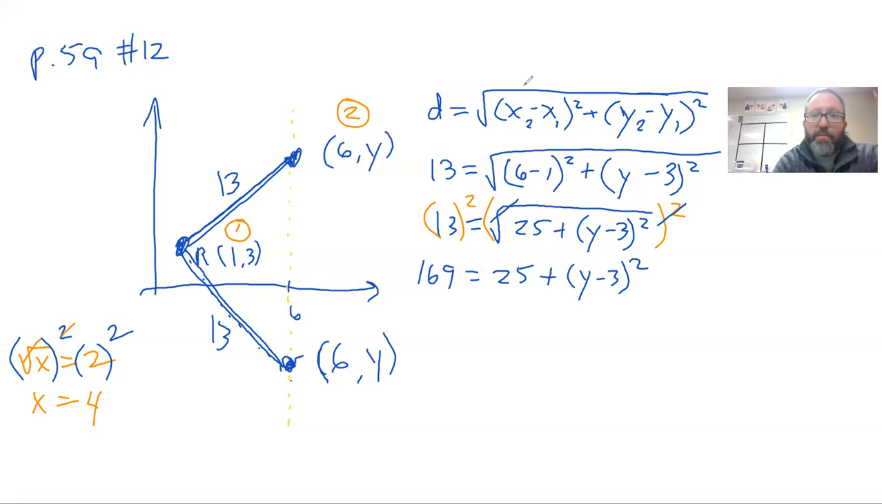Right now, then we could subtract 25 on both sides. So those cancel each other, and we're going to have 144. I'm going to swap sides right now. I'm going to have my right side go to the left and my left side go to the right. So I'm going to have (y minus 3) squared on the left, and I'm going to have 144 on the right.